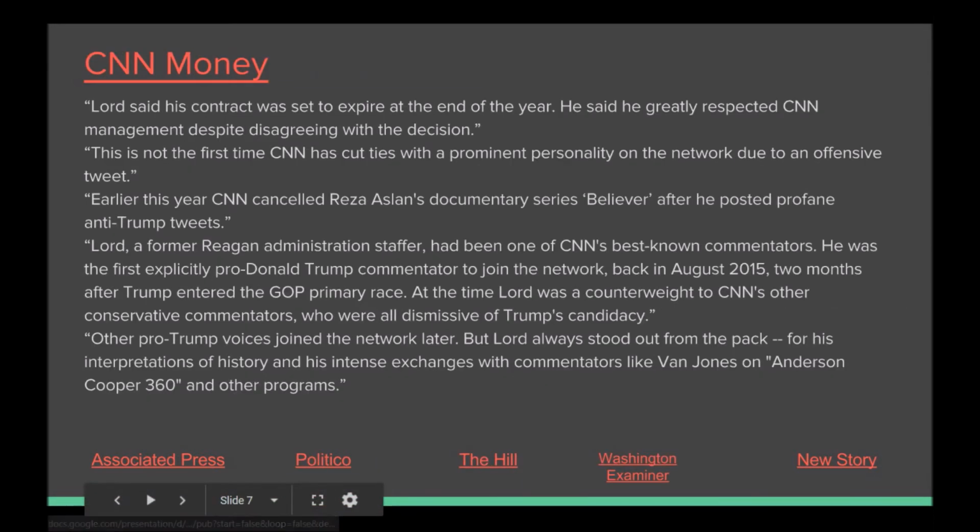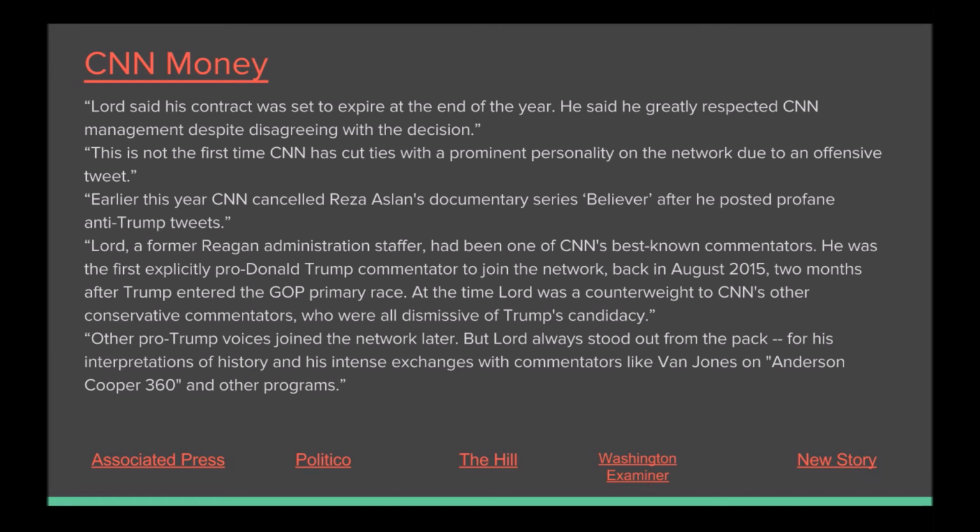Anyways, last but not least, let's go to CNN Money. CNN Money covered CNN cable network's firing of Jeffrey Lord. They add more context that we haven't seen in any of the other organizations, including that Lord said his contract was expected to expire at the end of 2017. This is not the first time CNN has fired someone after firing Reza Aslan earlier in 2017. They also mentioned that Lord is a former Reagan administration staffer, and again add that he was a conservative and pro-Donald Trump commentator who clashed with some of the other hosts and personnel on CNN.